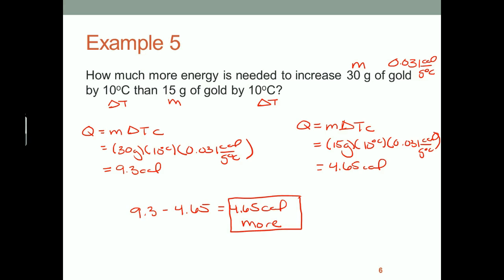In this case, it worked out to be half, and that's because our mass was exactly half, 30 to 15. It wouldn't be half in general. Please keep that in mind.